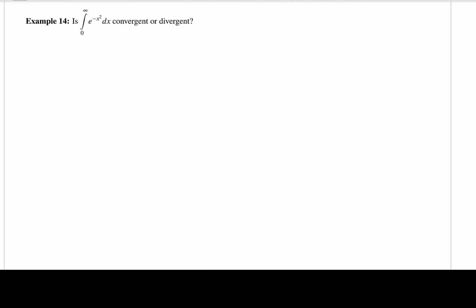So I have this example, and the first thing I notice is that we have e to the negative x squared, which is going to be continuous everywhere, so continuity isn't an issue here. What is an issue is that our a value is 0. We need it to be greater than 0. So what I'm going to note is that the integral from 0 to infinity of e to the negative x squared dx is equal to the integral from 0 to 1 of e to the negative x squared dx plus the integral from 1 to infinity of e to the negative x squared dx.